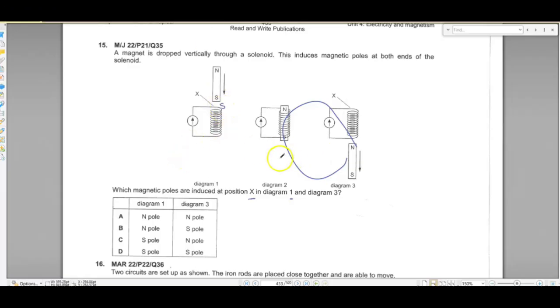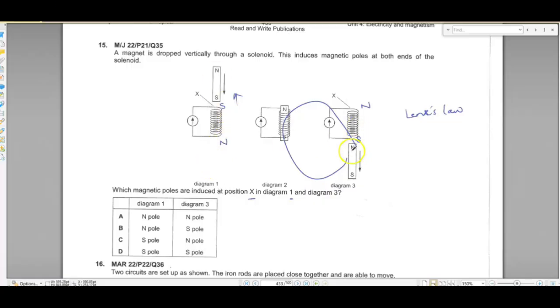Okay, and they've not asked about diagram 2, they've asked about diagram 3. Okay, if now this is moving away, south pole is going to be induced over here to win it back. Okay, so if south is over here, at X it is going to be north. Okay, we know Lenz's law. If the magnet is trying to go over here, the solenoid is going to repel it. And how is it going to repel it? Only if it induces the like pole over here, and like poles repel each other. So if here it's south, here it's going to be north.